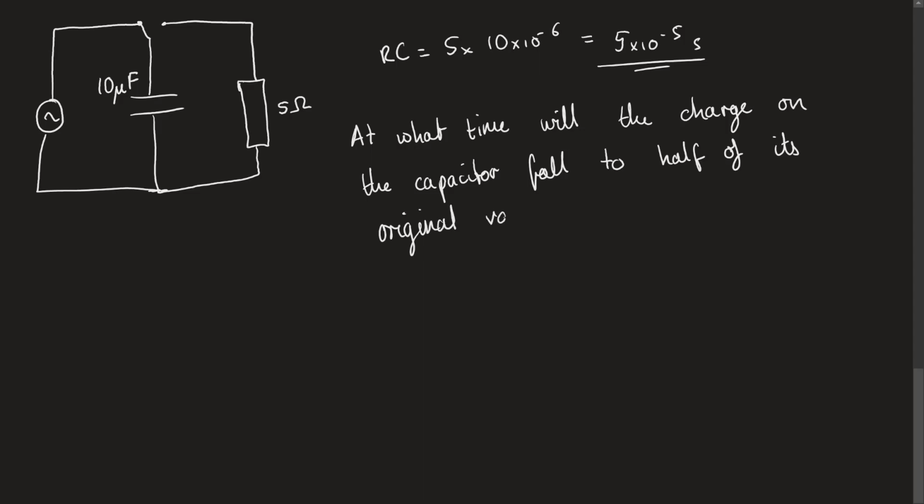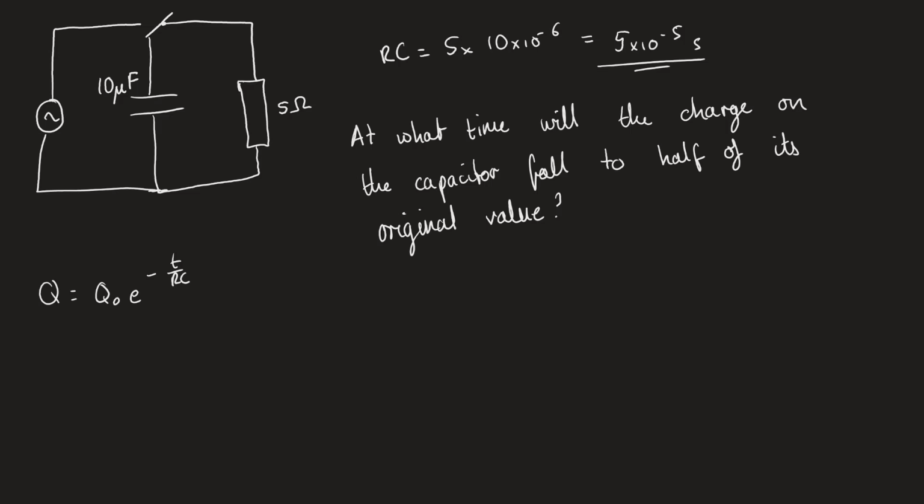Now, this type of thing is going to come up again in another section when we look at nuclear physics in a slightly different way. But for now, if its initial value is Q0, when we switch this switch and it begins to discharge, our discharging equation is Q is equal to Q0, which is our initial charge, e to the minus t over RC. Now we want to work out t. So the first thing we need to do is get the Q and Q0 onto the other side.